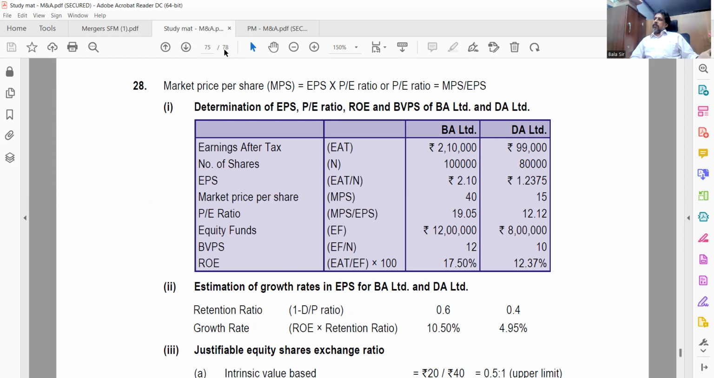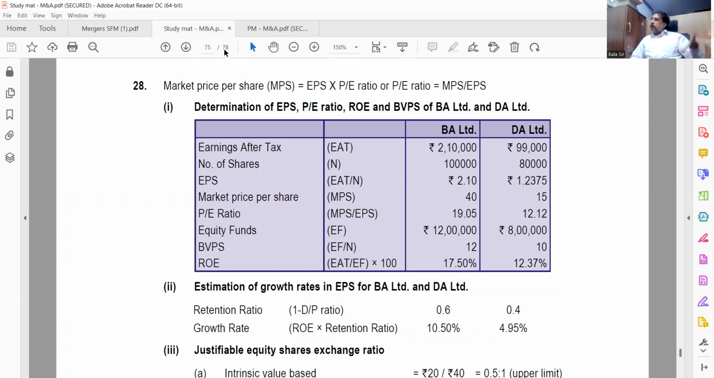Okay, next is equity funds, 12 lakh and 8 lakh. Because for BA, share capital is 10 lakh and retained earnings rupees 2 lakh, making 12 lakh. For DA, it is rupees 8 lakh in share capital and no retained earnings. So 8 lakh is the book value of equity funds, which is nothing but net worth. Next, the book value per share is 12 and 10, by dividing rupees 12 lakh by 1 lakh shares and 8 lakh by 80,000 shares. You get rupees 12 and rupees 10. Next, the return on equity is 17.5% for BA and 12.37% for DA.